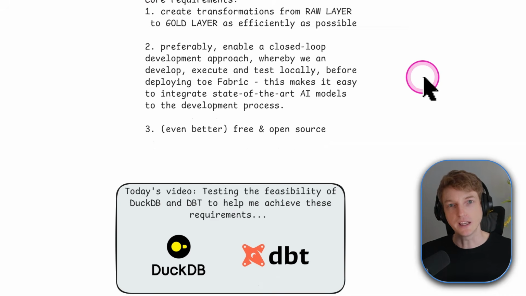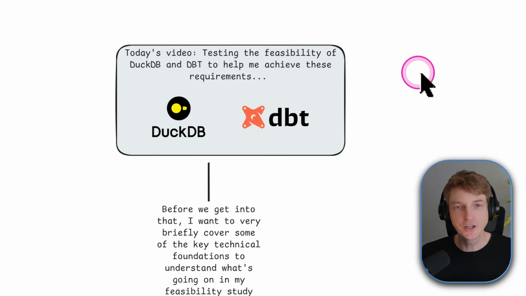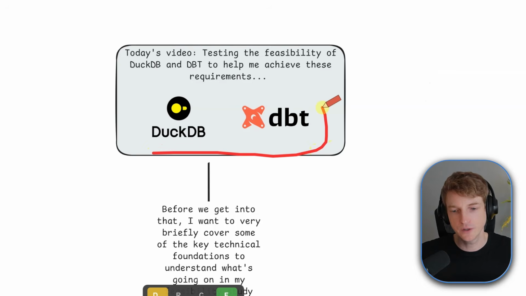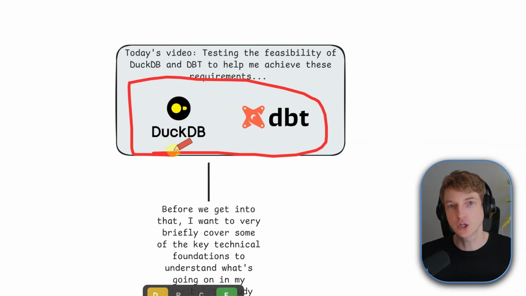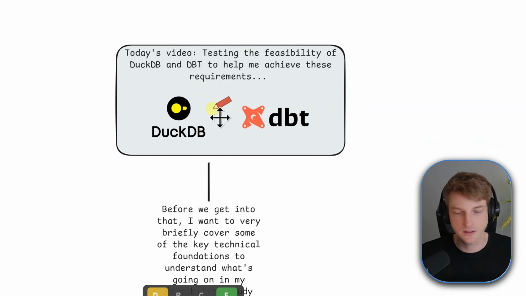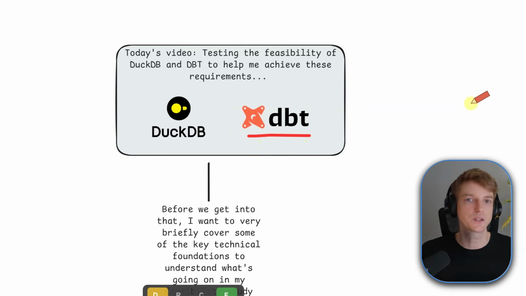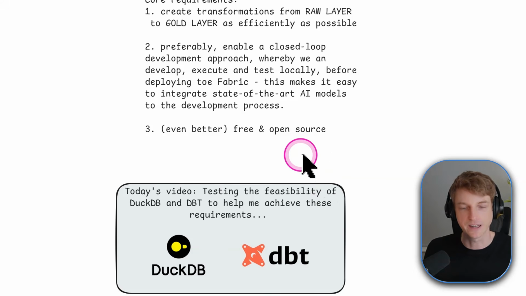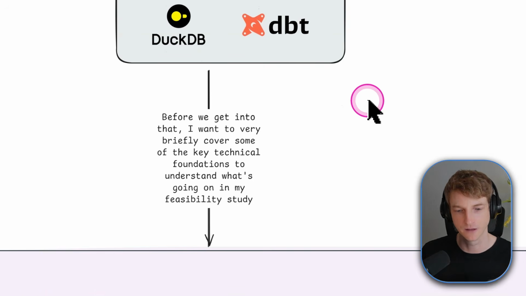So based on these core requirements, the candidate that I want to test for feasibility in this project is using DuckDB in combination with DBT. So these are two separate open source projects, or at least DBT core is open source. They can be used in combination to hopefully help us achieve these requirements here. And we're going to see what that looks like in this video.